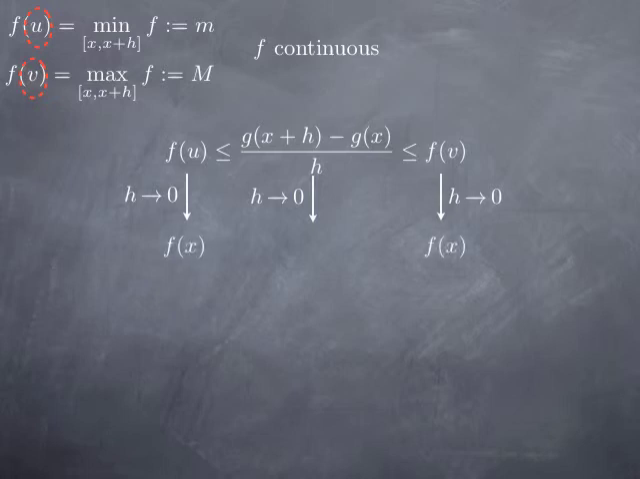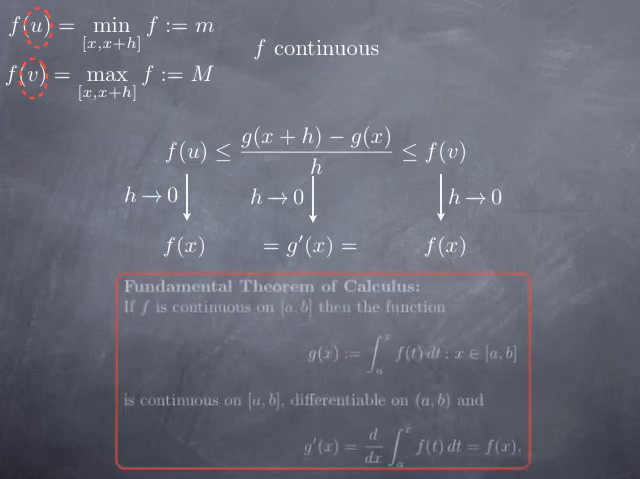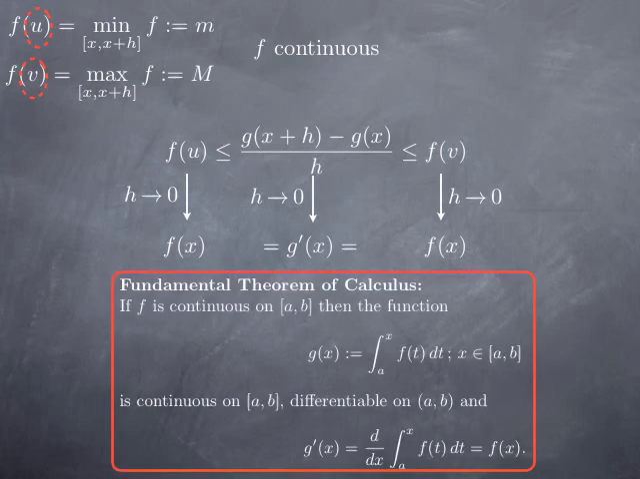So we have the same limit f of x on the left-hand side and on the right-hand side, and using the squeeze theorem, the function that is in between has necessarily the same limit as h goes to 0, which is f of x. But since the limit exists, it is the derivative of the function g, and this derivative is f of x. So we have proved the fundamental theorem of calculus.